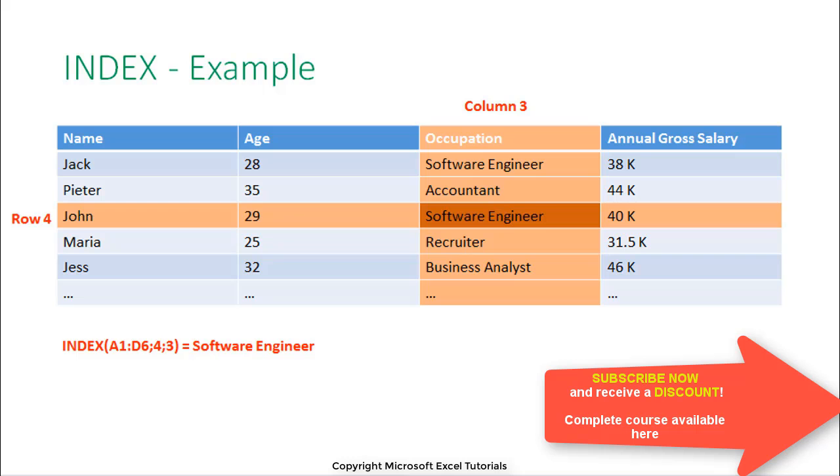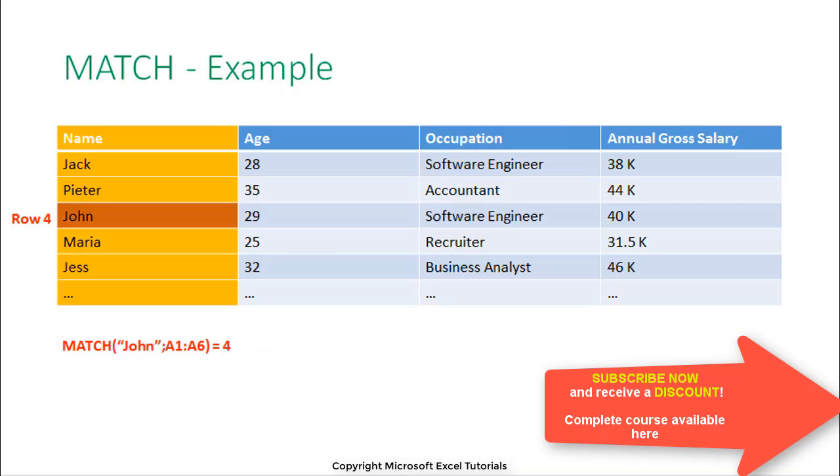So for example, here I want to know the element on the fourth row and third column of this table. Then I can use the INDEX formula, specify my range here, specify the row number, which is row 4, column number is column 3, and at the intersection I find the value software engineer. The MATCH formula can be used to find the position of a value within a certain range. For example, here I want to know the position of John within the name column. So I use the MATCH formula to look for the value John within range A1 to A6, which is at row 4.